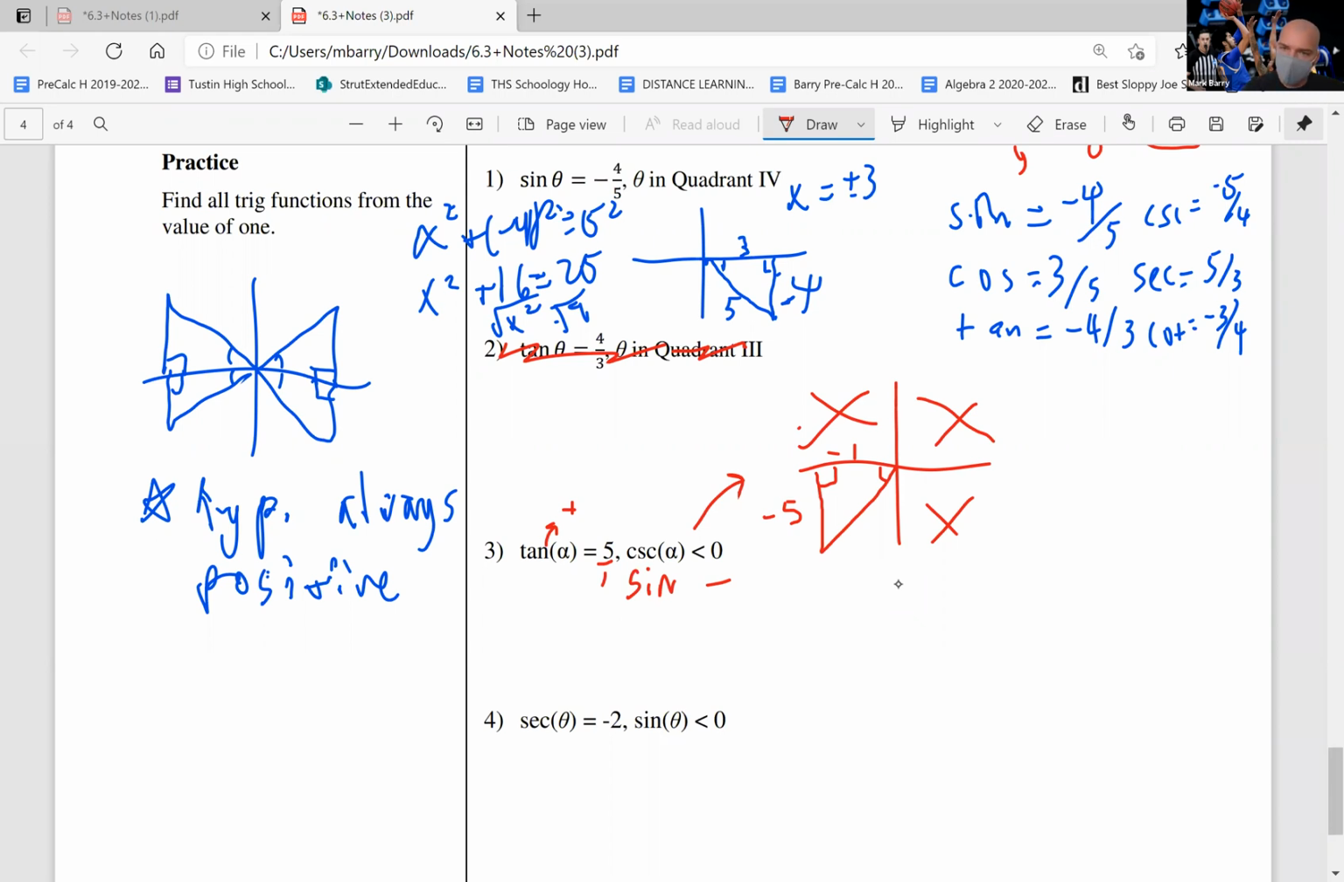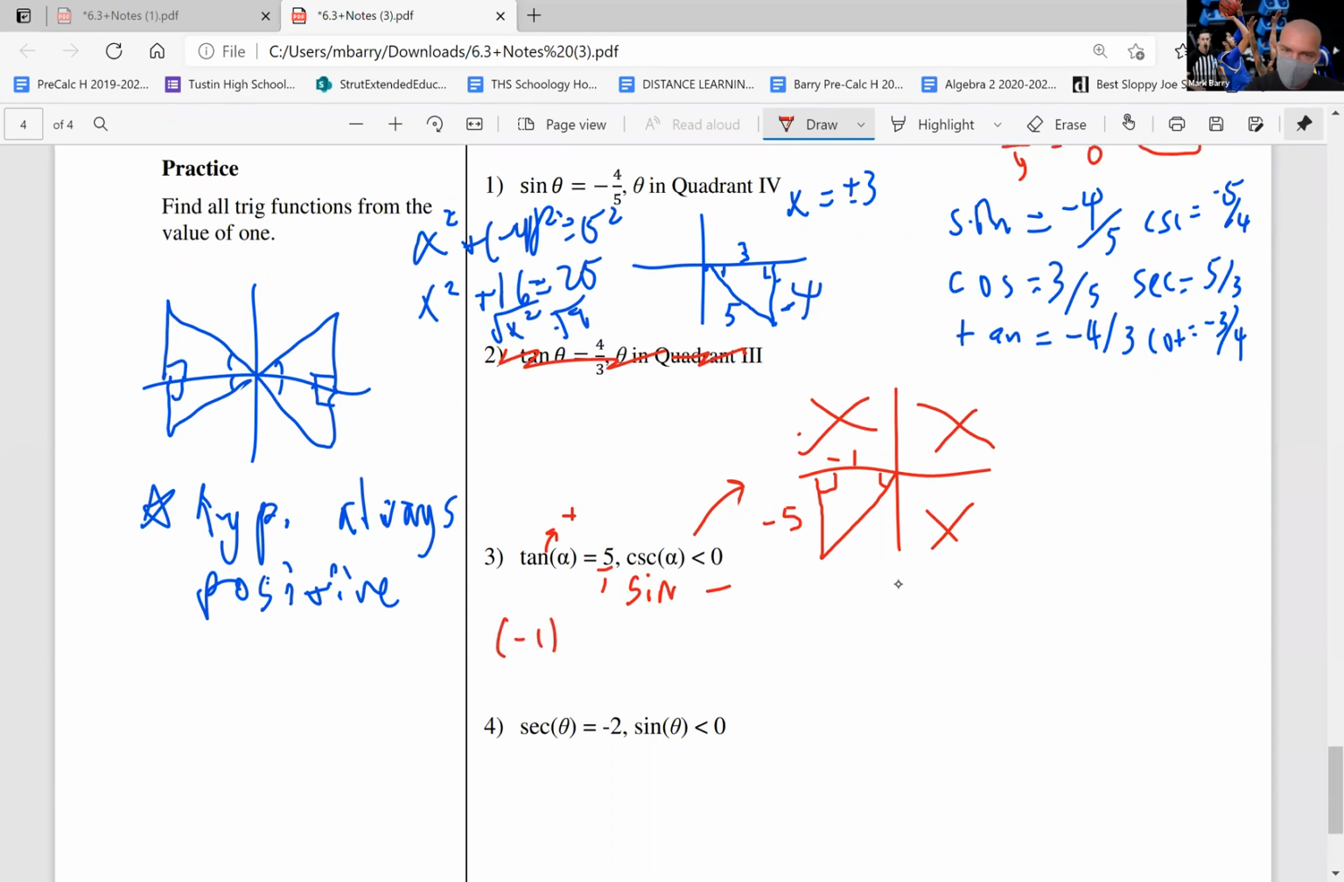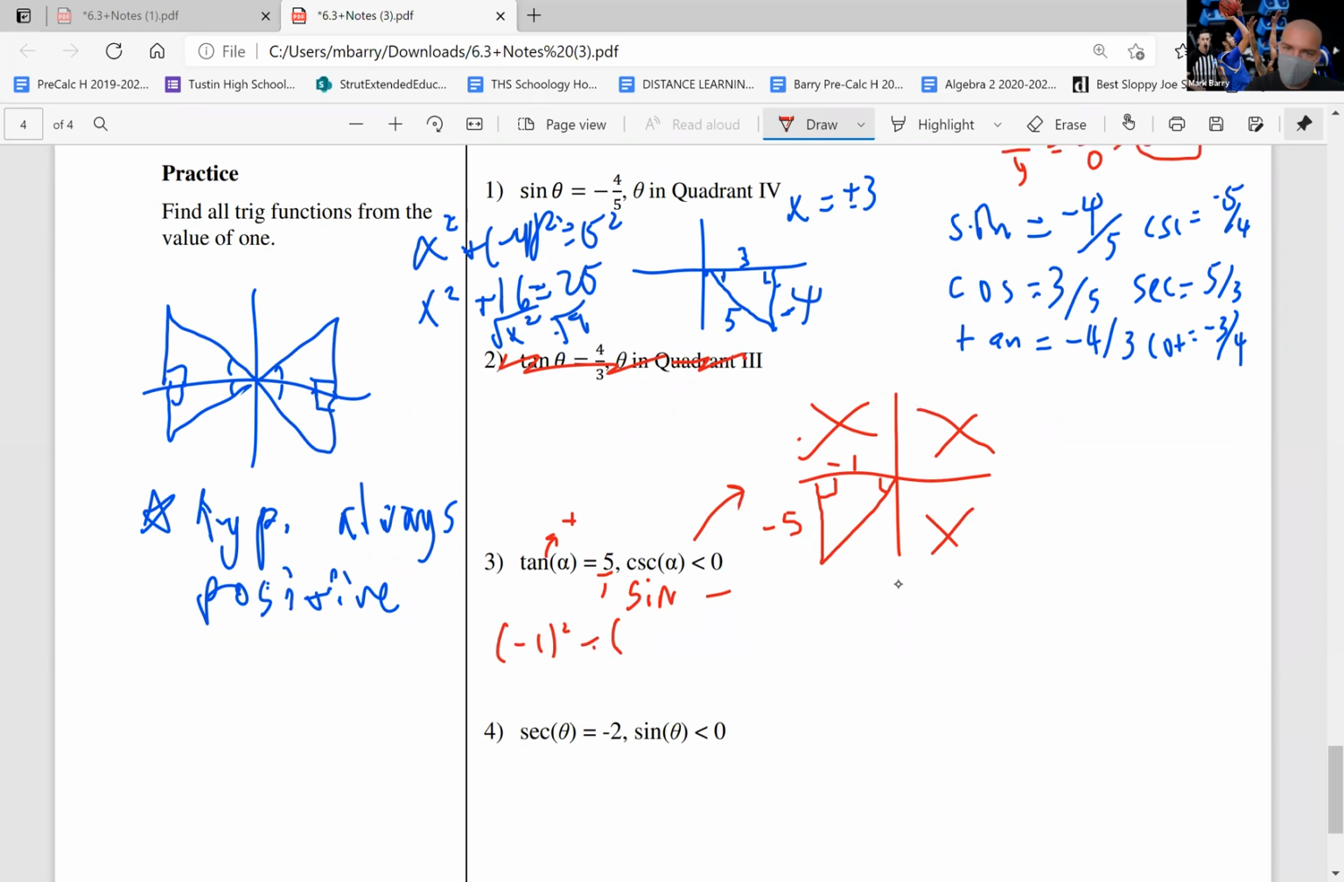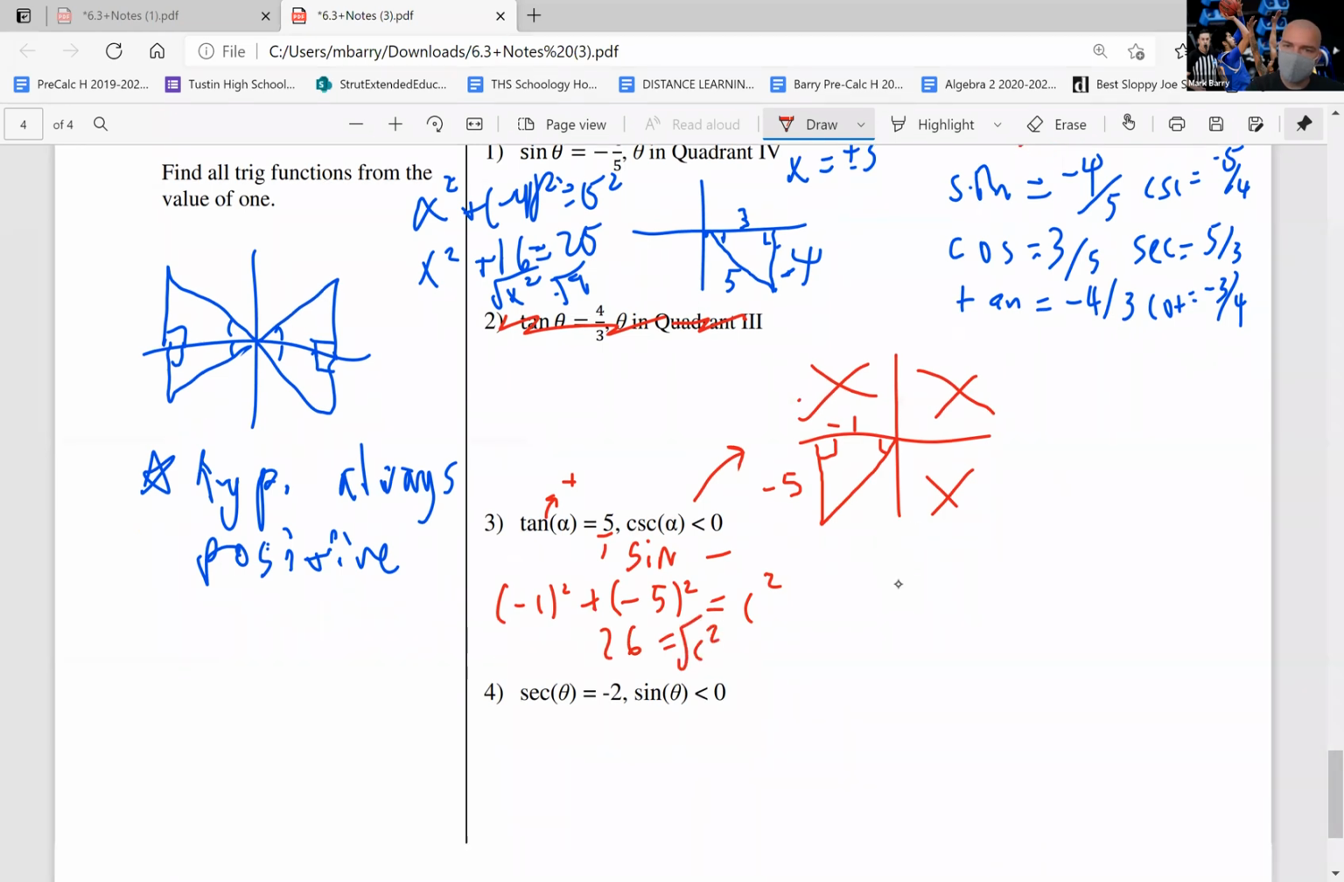All right, so now I'm going to do Pythagorean to get my last side. This time I'm looking for the hypotenuse. So I have -1 squared plus -5 squared equals c squared. So 26 equals c squared. Square root it.